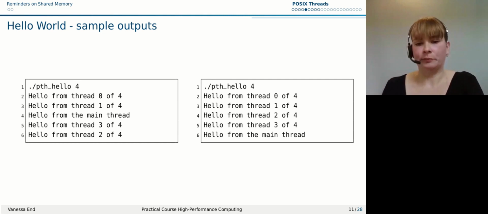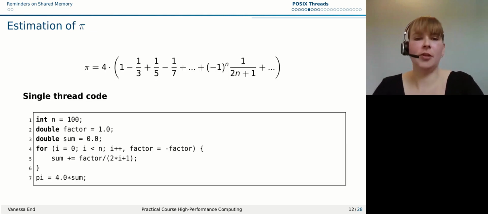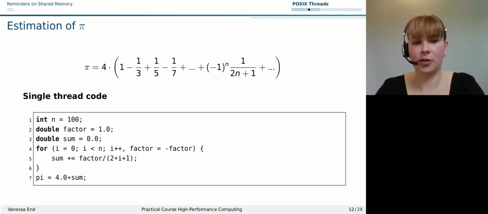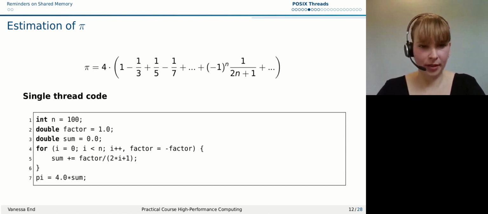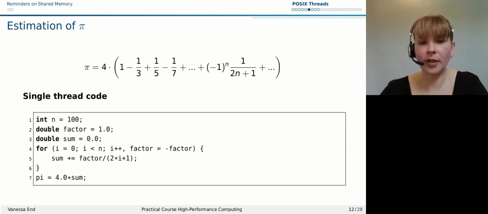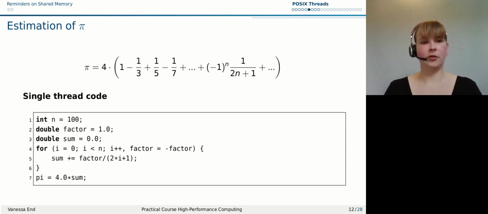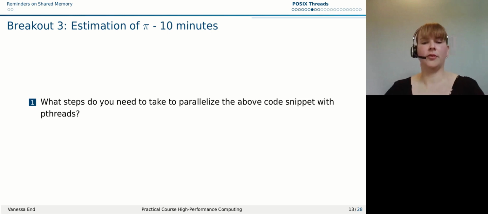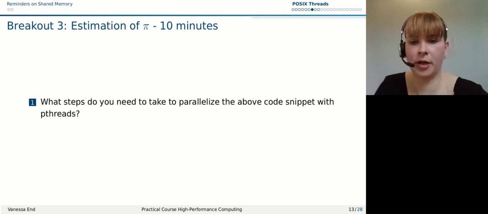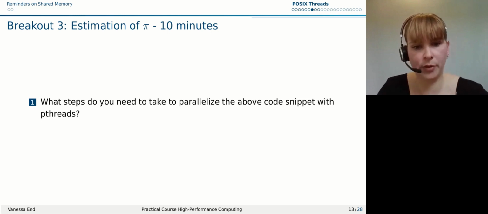So let's resume. The estimation of pi is an example that you already had in MPI. I hope you recall what you did there. If you do not, here's the single-threaded code. And I would like you to just have a look at it and then think about what steps you need to take to parallelize the code snippet with pthreads.